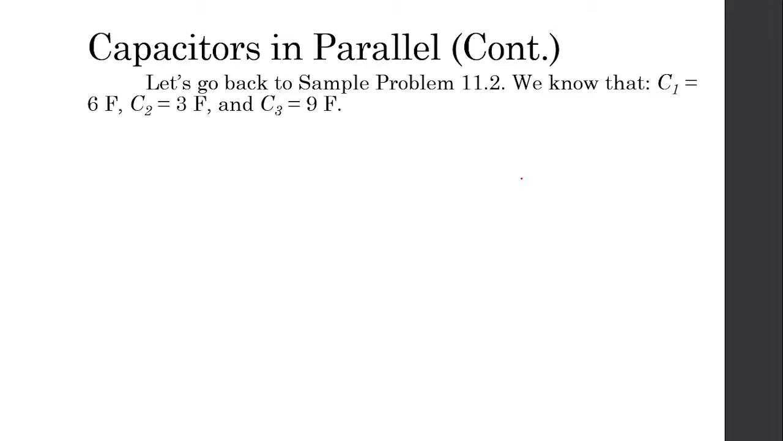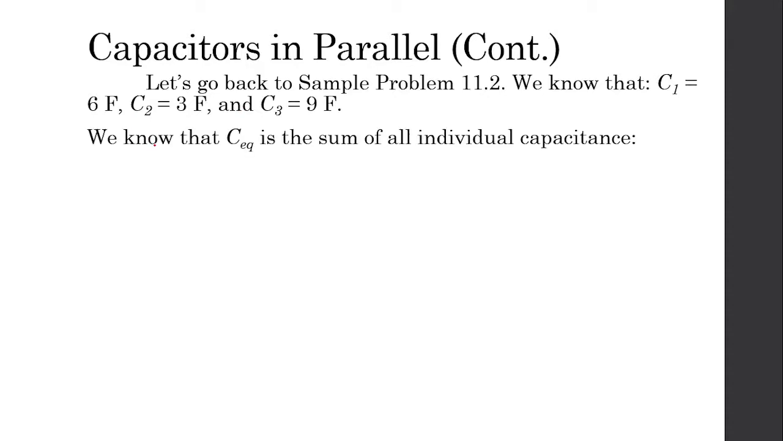So let's take our problem in 11.2. We know that the individual capacitance for each of our capacitors are given here, 6, 3, and 9. And we know from our discussion that the equivalent capacitance is just the sum of all the individual capacitance. So CEQ is equal to C1 plus C2 plus C3. So that is 6 plus 3 plus 9, that's 18.